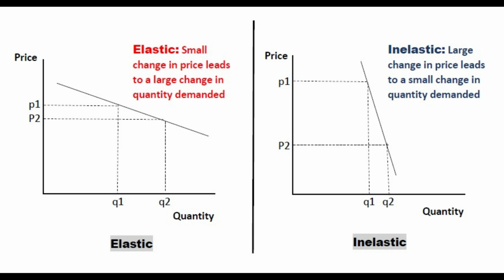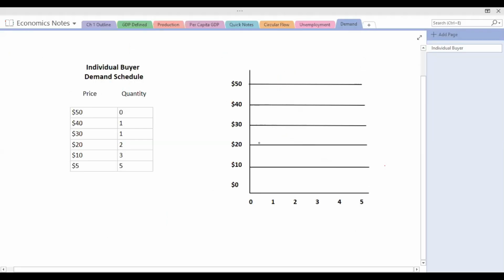When you do the math using the formula that I have linked not far from here, the final number is going to be 1. If it's unitary, then it's 1. Now think about why this is. Why it's going to be 1. Okay, again, this is our individual buyer demand schedule, and this is our graph right here. The line is going to look this way if it's unitary.